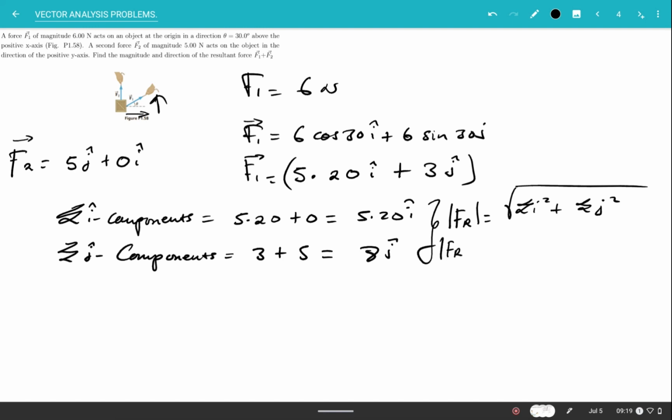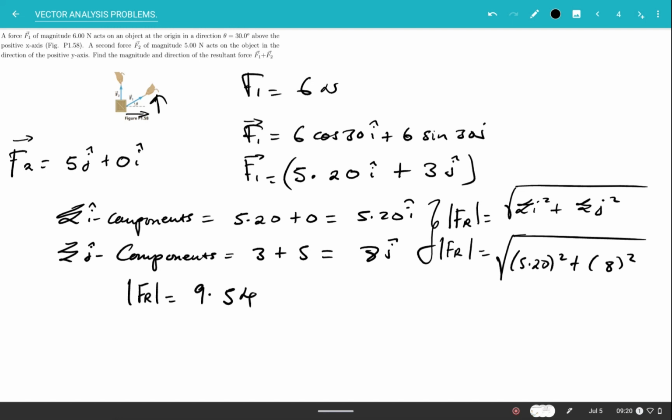So the magnitude of the resultant will be 5.20 squared plus 8 squared. If you do your 8 squared plus 5.20 squared, then you root that, you get 9.54148, something like that. Rounding off to 2 decimal places, you get 9.54. The components of F1 and F2 are in newtons, so it's also in newtons.